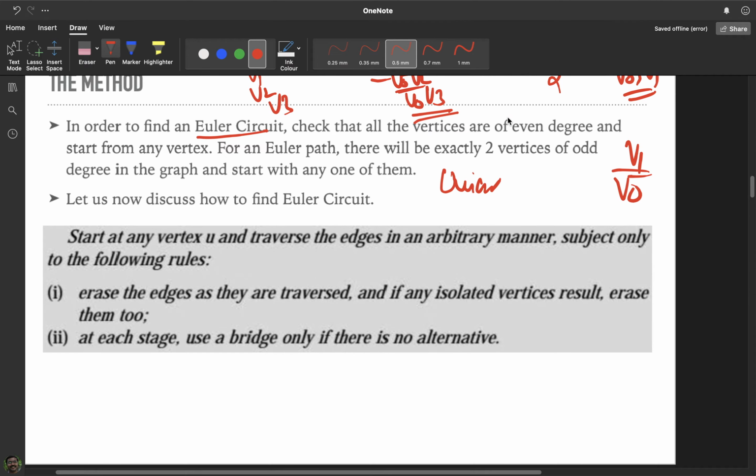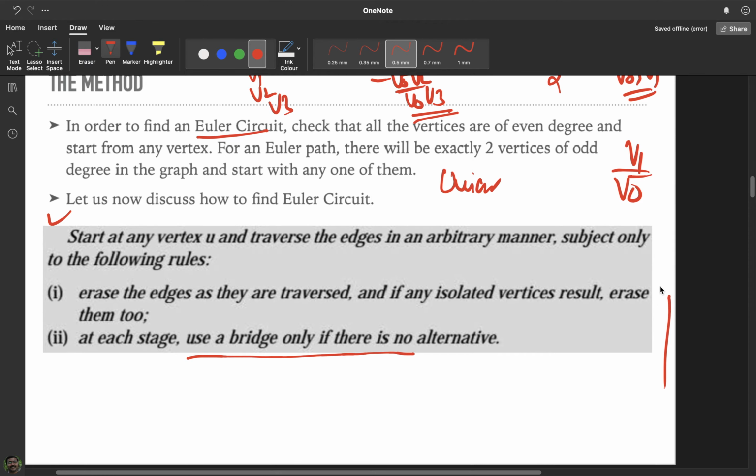So this is the algorithm written here, Fleury's algorithm. You can start at any vertex and traverse the edges in an arbitrary manner, subject to two conditions. At each step, use a bridge only if there is no other choice. That is the one condition. The next condition is to erase the edges as they are traversed. Also, you have to keep track of the edges on the right hand side, but erase the edges once they are chosen. These are the two ideas which we will be using to find an Euler circuit.